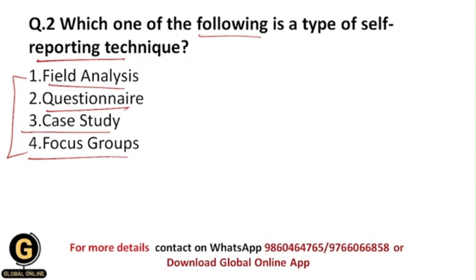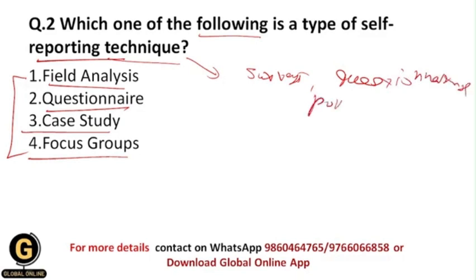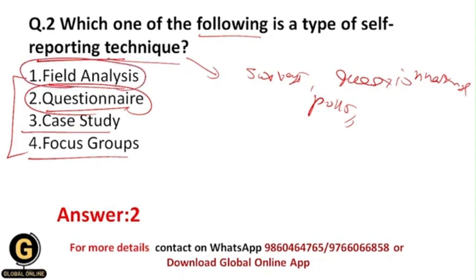So basically, the self-reporting technique of data collection uses surveys, questionnaires and polls as the method of data collection, and that's why your correct answer over here should be questionnaire, because questionnaire is a type of self-reporting technique. Okay, and all of the other options like field analysis, case study and focus groups are data collection methods, but they are not types of self-reporting technique, because within the field analysis, basically the researcher wants to understand human behavior in their natural environment.